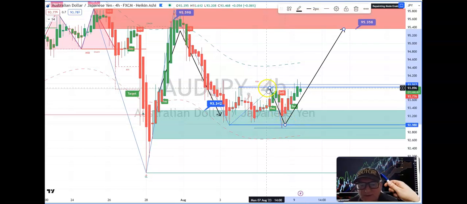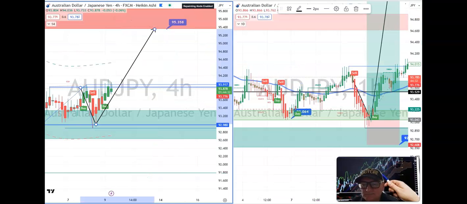So if the price had bounced back down to 93, let's say, then we could easily put an order there, can't we, with a stop down below here, so that we can get in early. Let me show you the hourly chart.